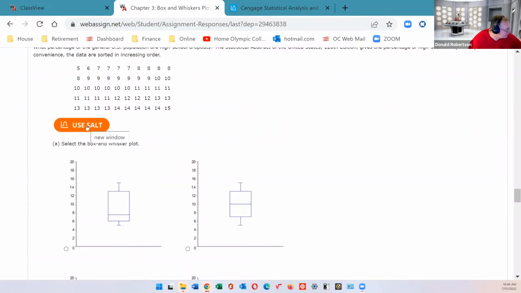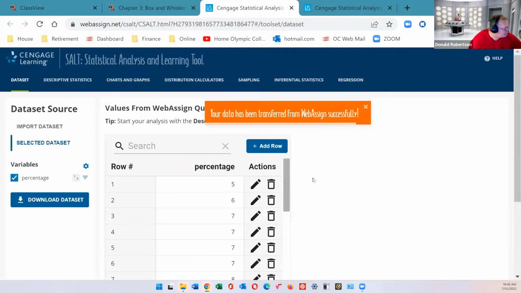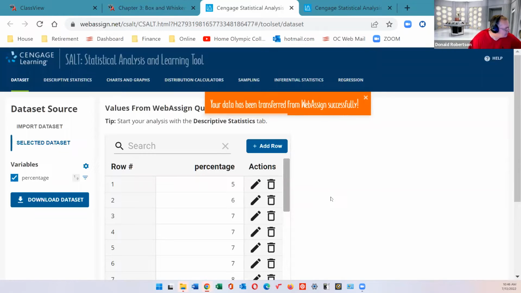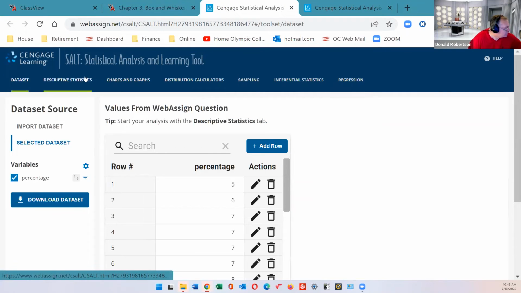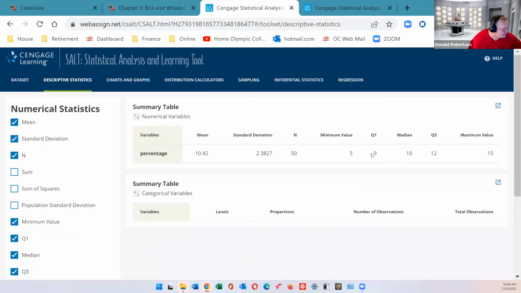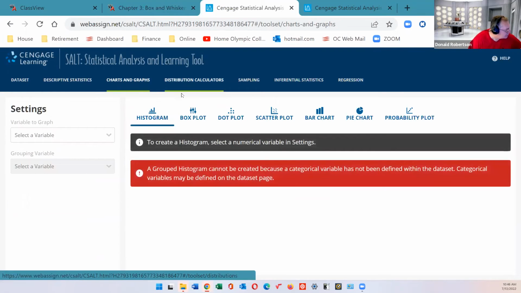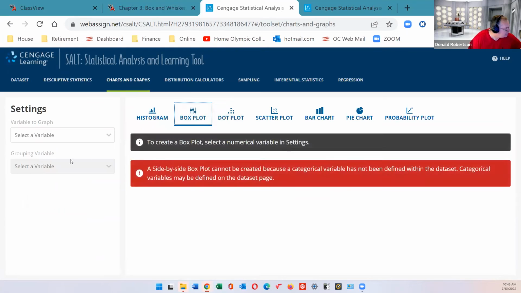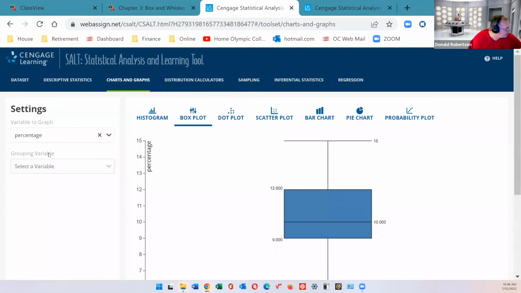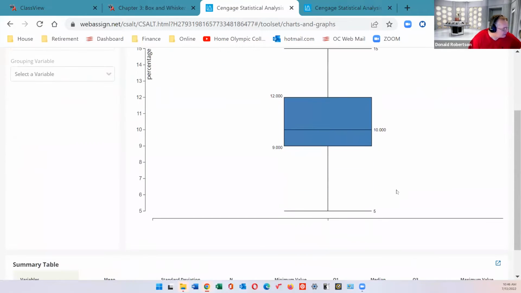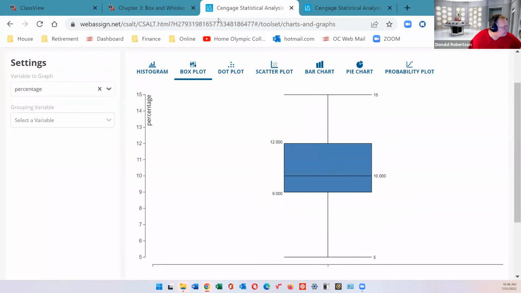I'm going to use salt. I'm going to hit, well, let's do the two things. I would hit descriptive statistics, and there's the 5-figure summary that I would use to draw the picture right there. And then I'll go to graphs and charts. I'll do a box plot, tell it to use that, and that's what the vertical one looks like.